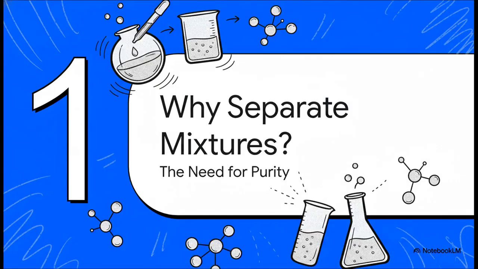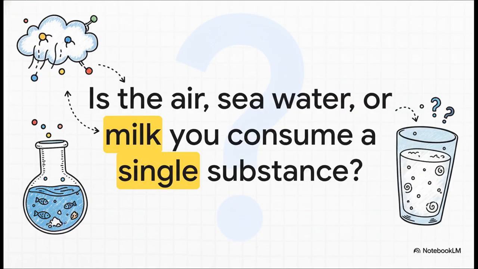All right, first things first. Why do we go through all this trouble of separating mixtures? Well, the answer is simple. We often need pure substances for them to be useful. Just take a moment, think about the world around you right now. The air you are breathing. Is it just one single gas? Of course not. What about the water in the sea, or the glass of milk you might have had this morning? Are any of these things really one pure substance?